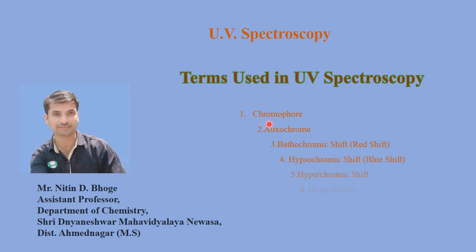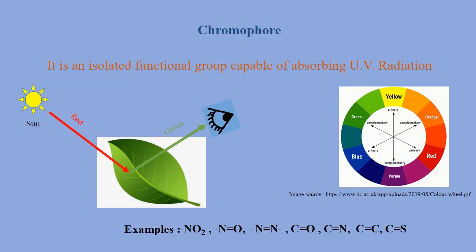So there are different terms used in spectroscopy. For example, chromophore, auxochrome, bathochromic shift, that is called red shift, and hypsochromic shift, that is called blue shift. So let's see one by one.